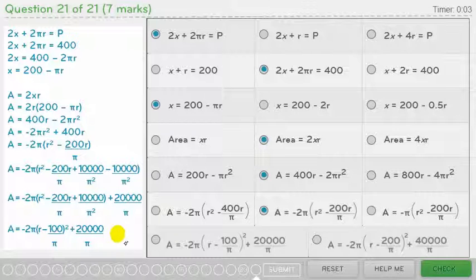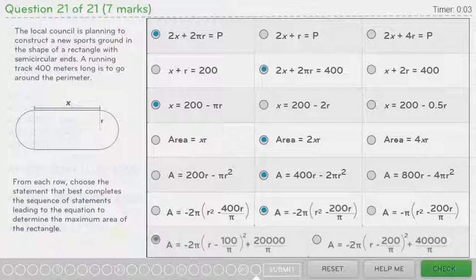So, we've determined the function that will maximize the area of our rectangle. Finally, let's check our solutions, and we are correct.